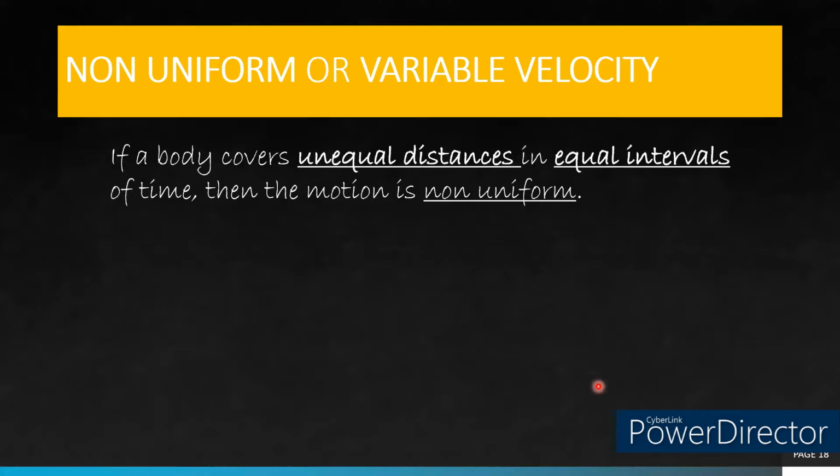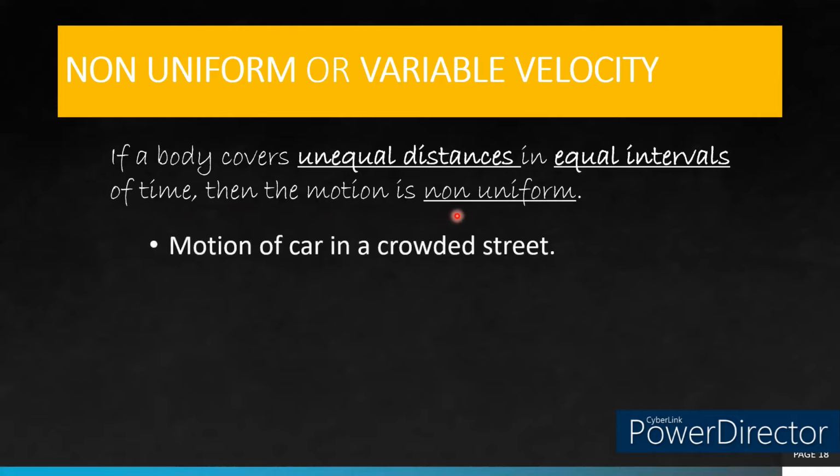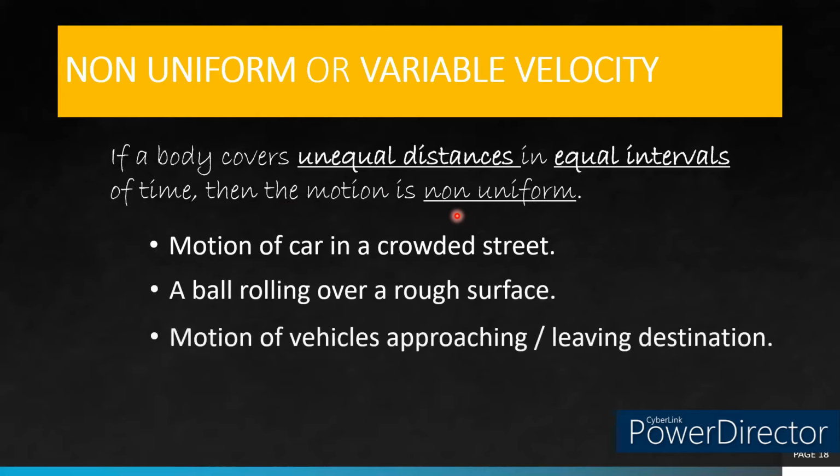Now, non-uniform velocity or variable velocity: if a body covers unequal distances in equal intervals of time, then the motion is non-uniform. That means the motion of a car in a crowded street, a ball rolling over a rough surface, the motion of vehicles approaching or leaving destinations, because while approaching, one applies the brake, or on leaving the destination, it's not that someone suddenly starts at one instant. It gradually increases the speed, isn't it? So that is why we can say this is an example of non-uniform velocity or variable velocity.